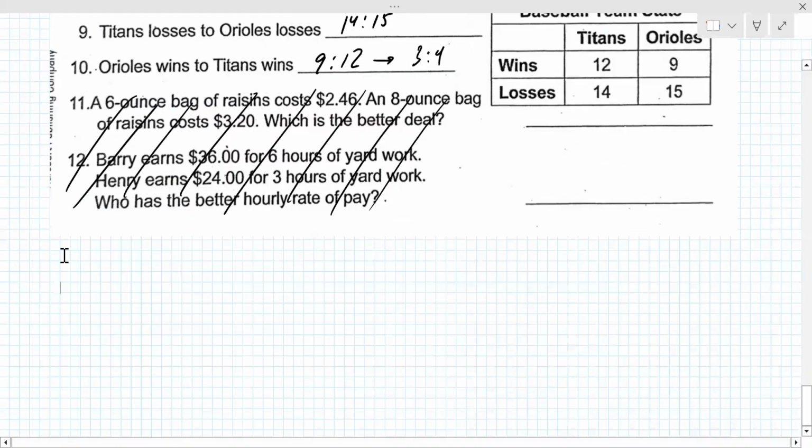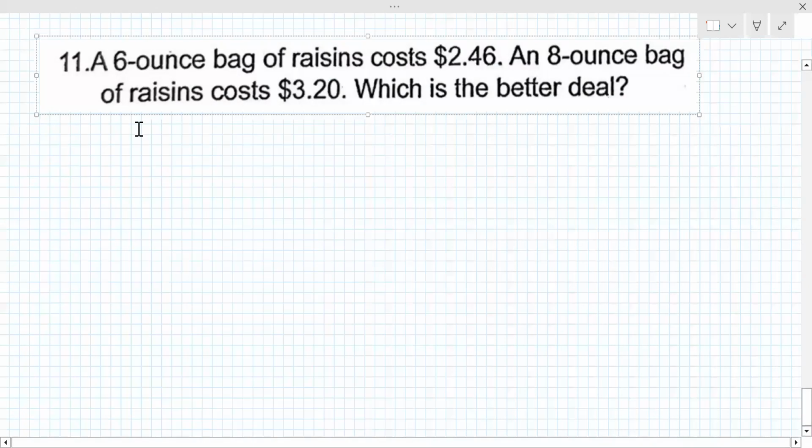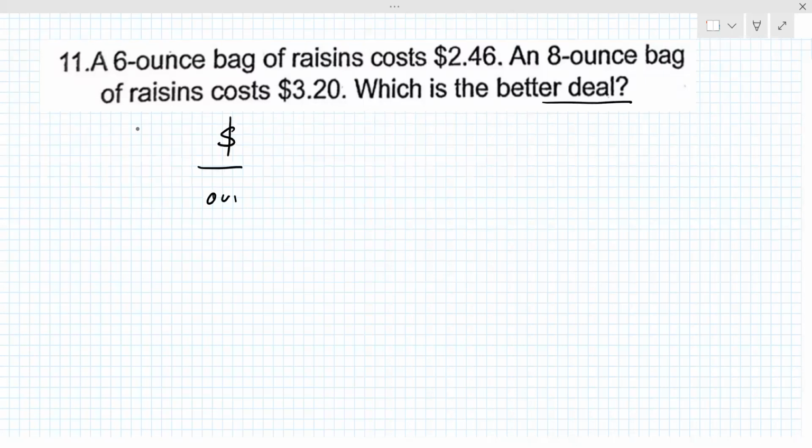Let's look at number 11 now, whenever you're ready. Okay. A 6-ounce bag of raisins costs $2.46. An 8-ounce bag of raisins costs $3.20. So the better deal is always the 8-ounce bag. Well, how do you know? You've got to divide. It's always the money: $2.46 divided by 6, and then $3.20 divided by 8.